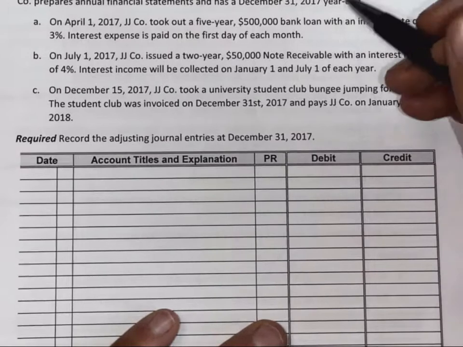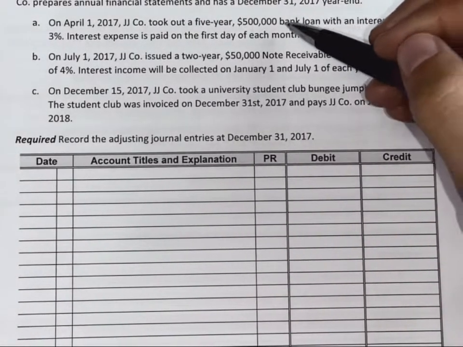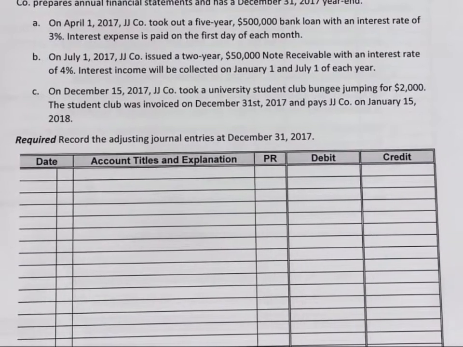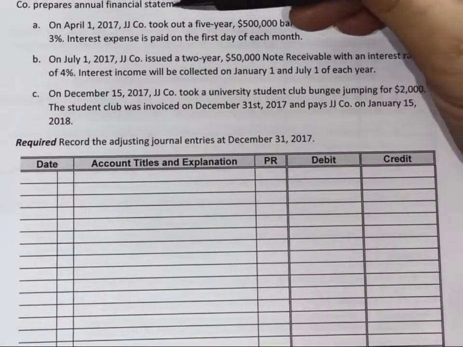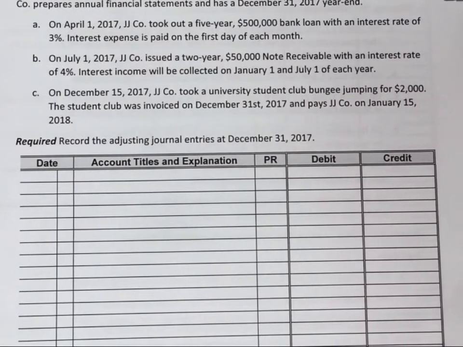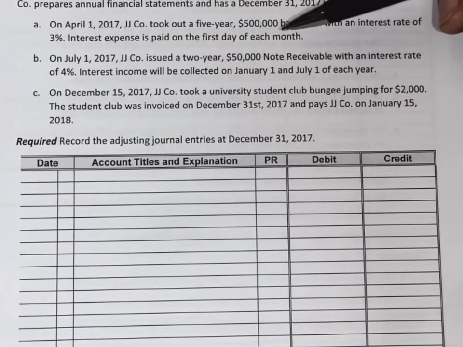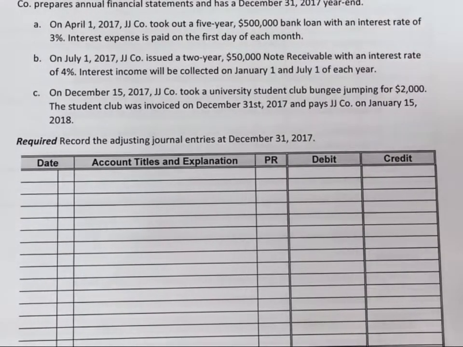So the initial transaction, what would have happened when they took out the $500,000 bank loan? What would we have done? On April 1st, what would our transaction have been? We would have debited cash and credited bank loan, notes payable. That's right. Bank loan, notes payable. So now we need to expense our interest.